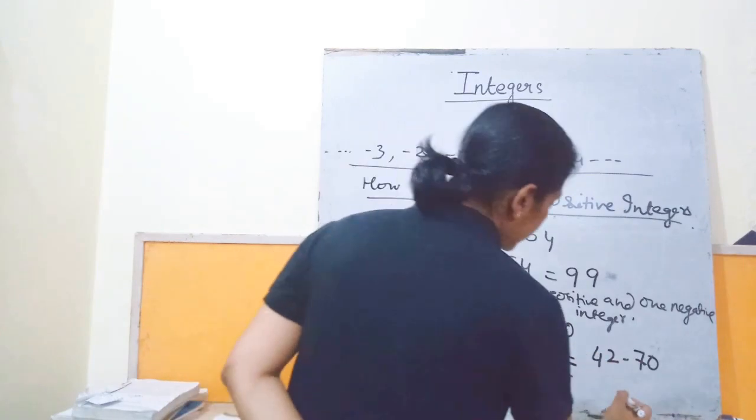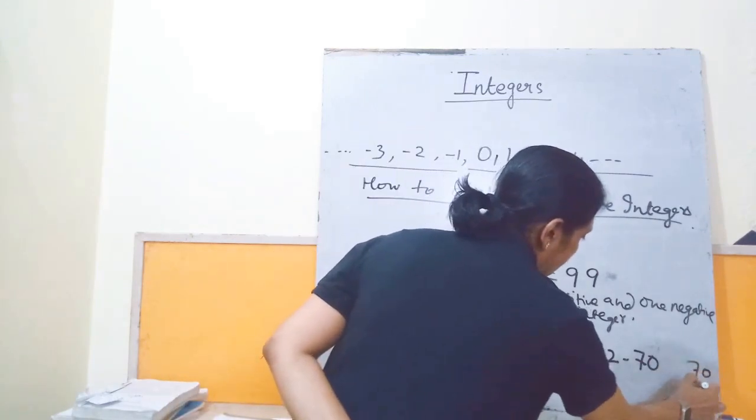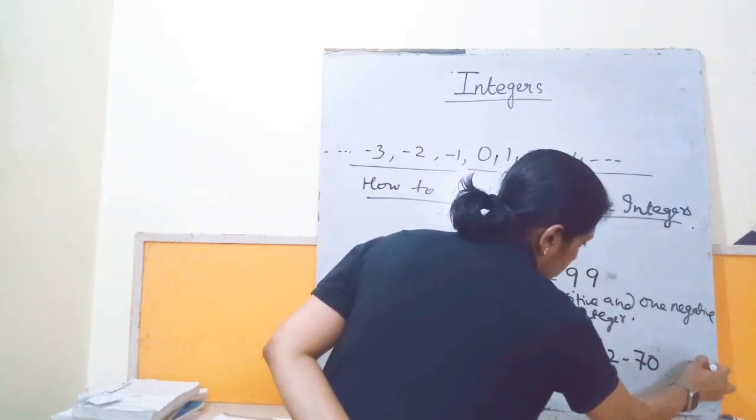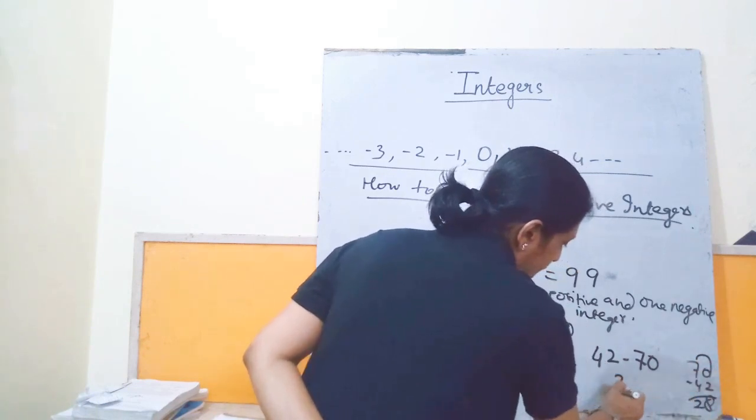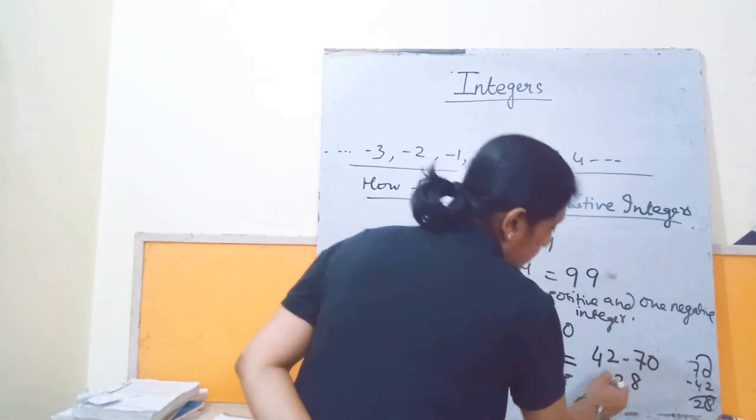I'll tell you, like here 70 minus 42. So it will be 28 and the sign will be minus.